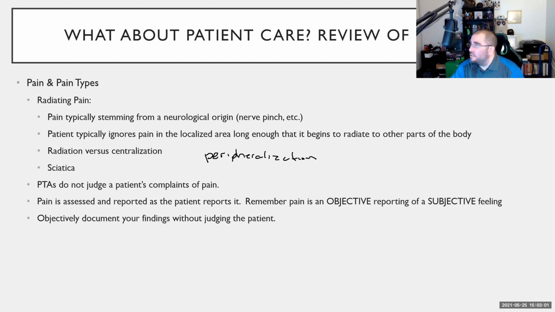We don't judge their reports of pain. I know this is hard because I'm bad at this too, right? Patient's like, I'm at a 10 out of 10. Really? So you're giving birth? You're giving birth with a broken femur? Pain is just assessed and reported as patient reports it. Remember, pain is an objective reporting, meaning a numerical reporting of a subjective feeling. All of us have a different pain level, right? Dr. Ovreskin has a different pain level than me. Amanda has a different pain level than Dr. Ovreskin.